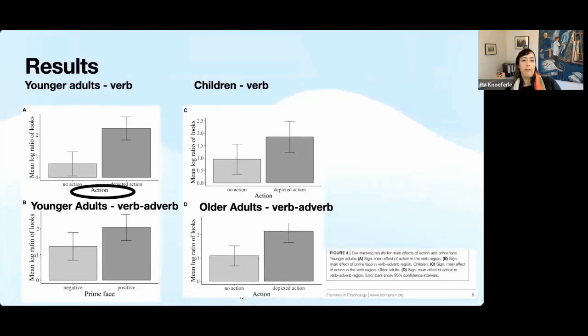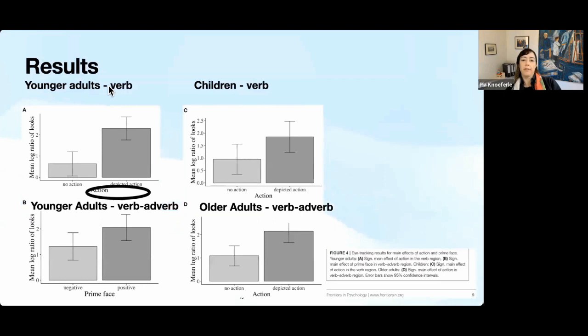All right, what did we find here? You see the results here displayed in several graphs. You've got the mean log ratio of looks, so that's a ratio of looking to the tomcat versus the other agent character here as a function of action depiction. When the action is depicted versus not depicted, you look more at the tomcat than at the rat, comparatively speaking. So the correct action guides your attention to the tomcat. And this is for younger adults at the verb.